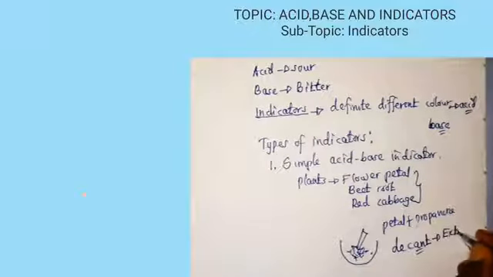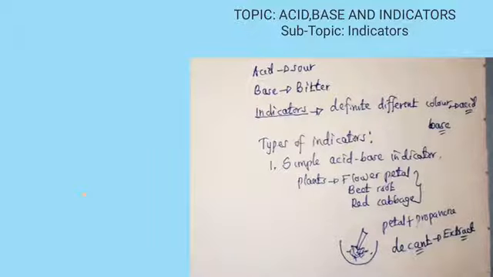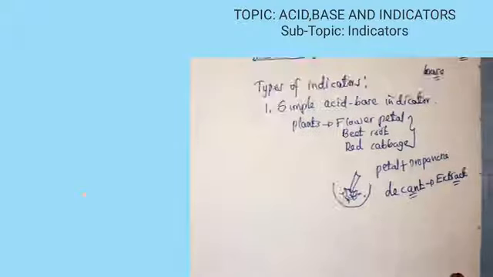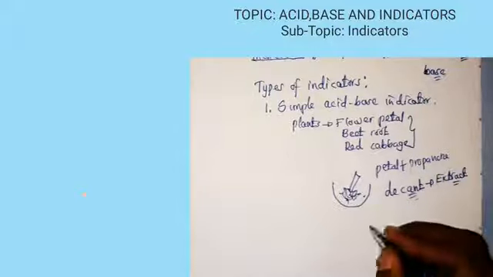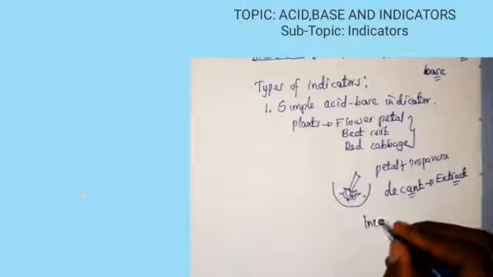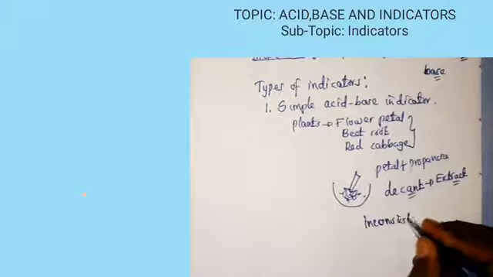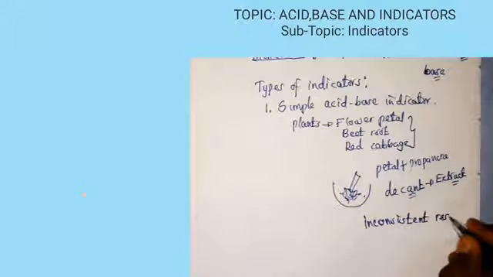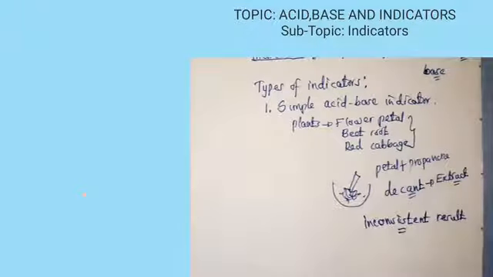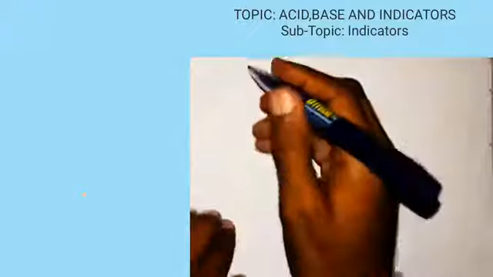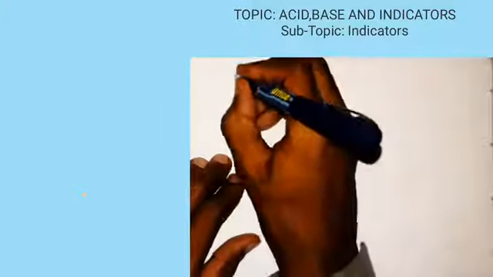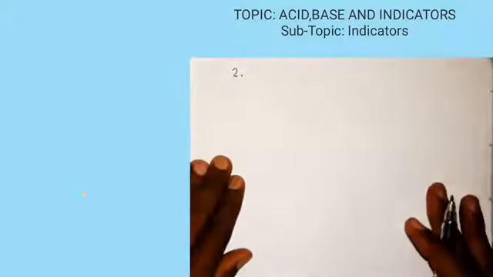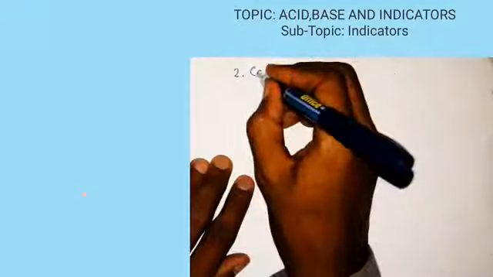So that extract that is obtained is used as an indicator to note whether a given substance is acid or a base. Now, this one has a disadvantage, and the disadvantage is that it gives inconsistent results with change of time. That is, the results are not consistent. The other indicator is called a commercial indicator. We call it litmus.